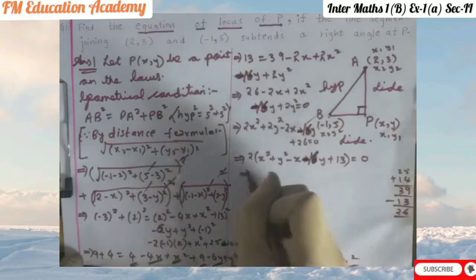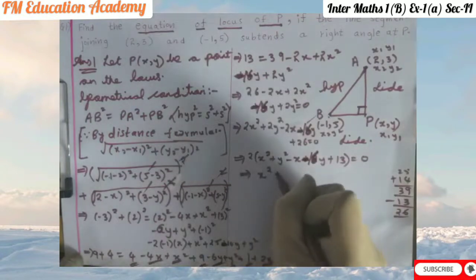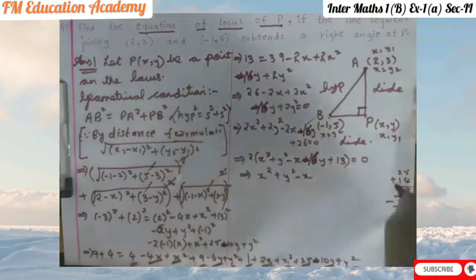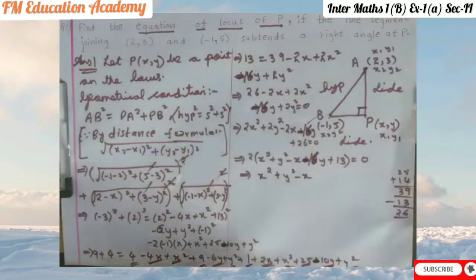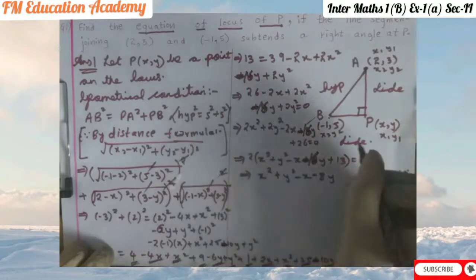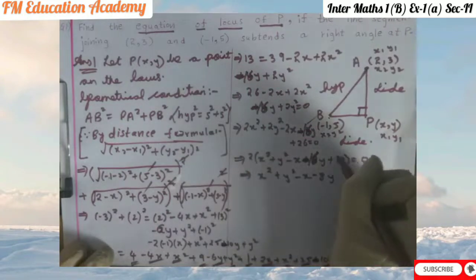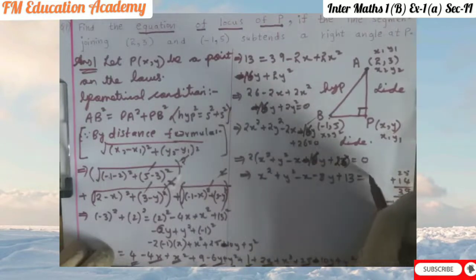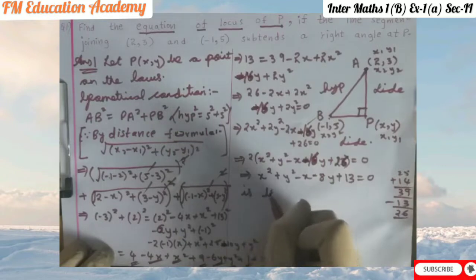Now if we take 2 common out, we will be left with x square plus y square minus x, because into 2 if it goes outside becomes divided by 2. So 0 by 2 is 0. So x square plus y square minus x minus 8y, because 2 8s are 16, plus 2, here we have 26, right? So 2 1s are 2 and 2 3s are 6, 13. So this is our equation of locus.